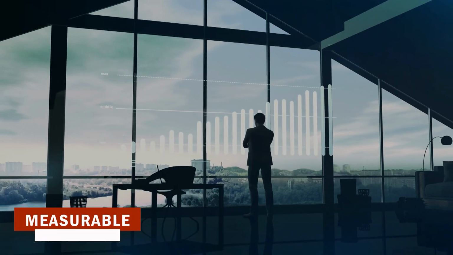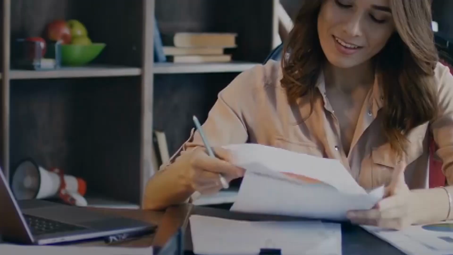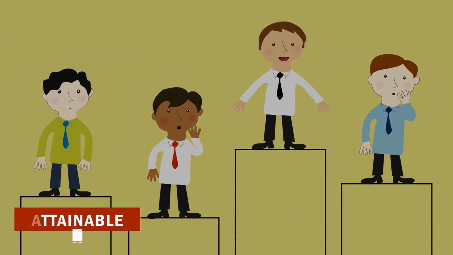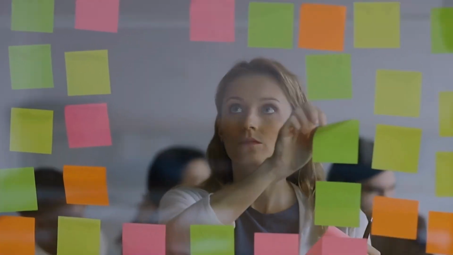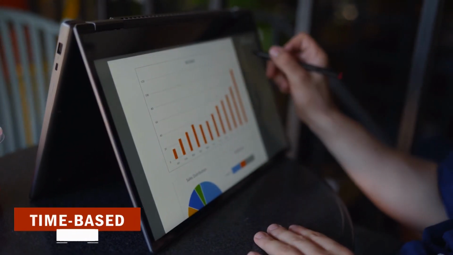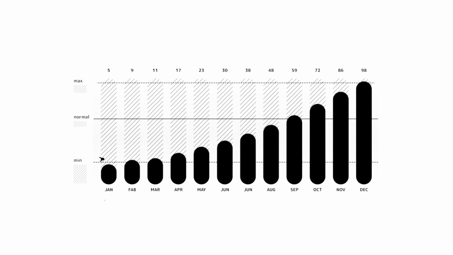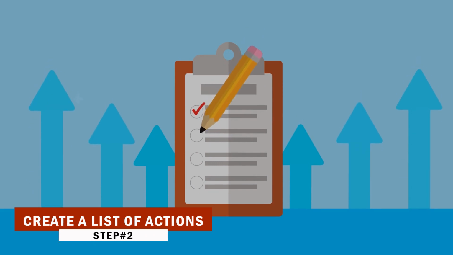Measurable. Make sure your goal can be measured. For example, if your goal is to increase sales, keep track of your progress by creating weekly or monthly sales reports. Attainable. Setting high goals to challenge yourself is wonderful, but make sure they're realistic. It can help you make the progress you want. Relevant. Your goal should align with your skills, needs, and interests. Time-based. You should set a clear time frame for achieving your goal, such as raising your income in the next 12 months.